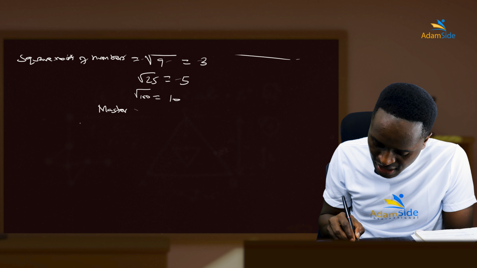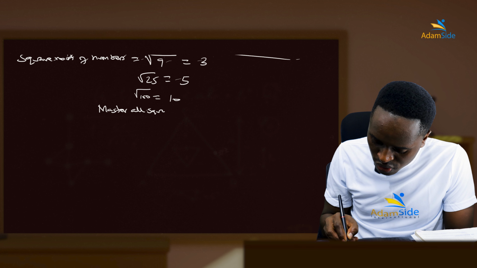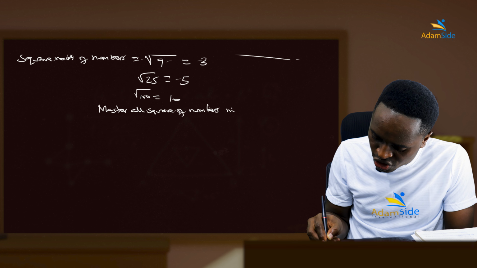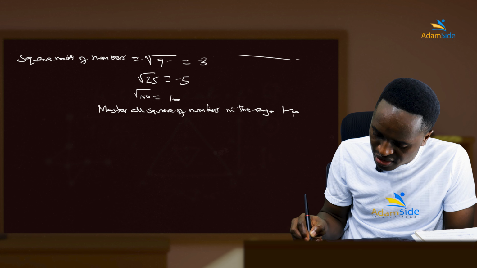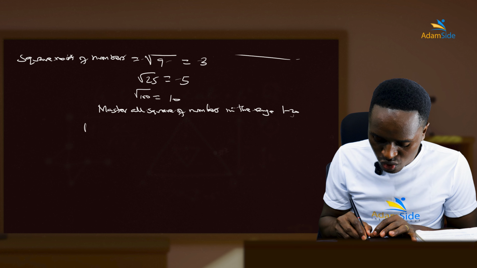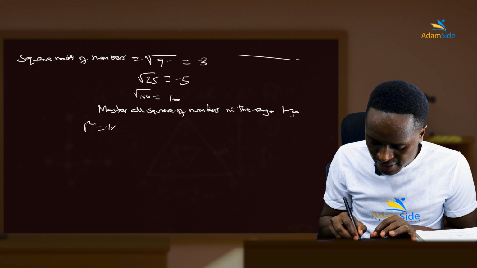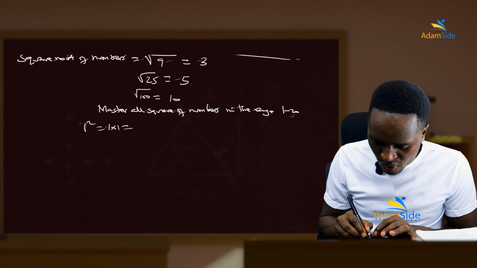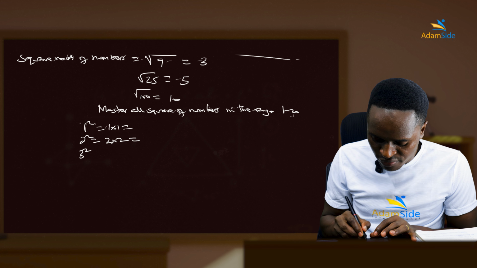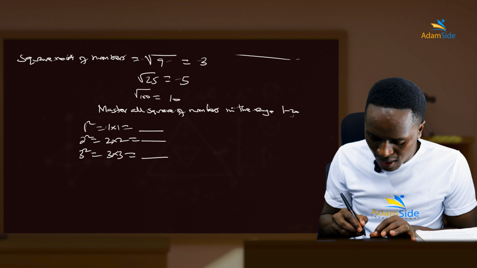Kindly please, master all squares of numbers in the range 1 to 20. Just have them. Squares of numbers between 1 and 20. Just say the square of 1 is 1 times 1. Square of 2 is 2 times 2. Square of 3 is 3 times 3. List them there. That's your work.